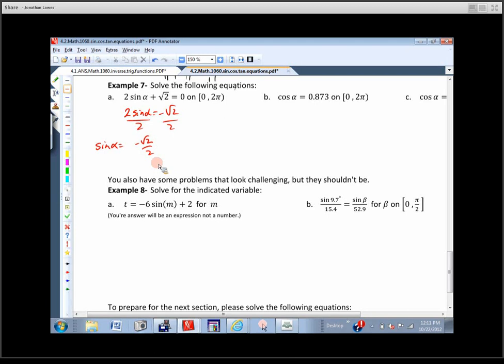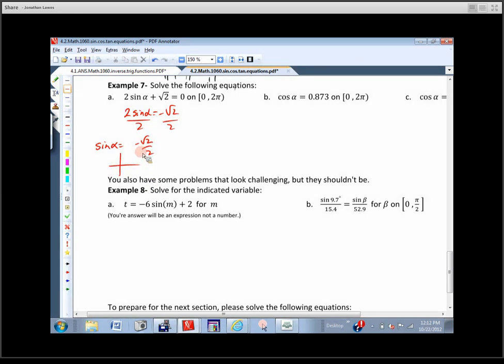You can draw a picture of that. You can use your calculator. You could draw a graph, graph the sine function and graph the line radical 2 over 2. Again, that's not quite as accurate, so I would advise one of the other two. I'm going to solve this one by drawing a picture.